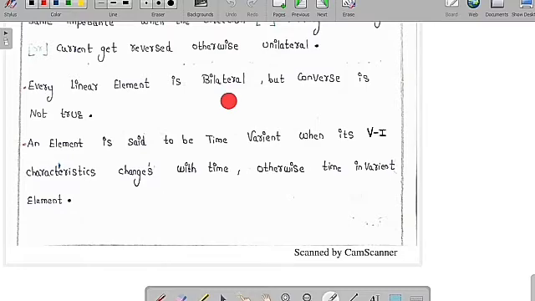Because of that, we can say that if an element is linear, it is definitely bilateral, but if an element is bilateral, we can't confirm that it is a linear element. That is a very important point here.